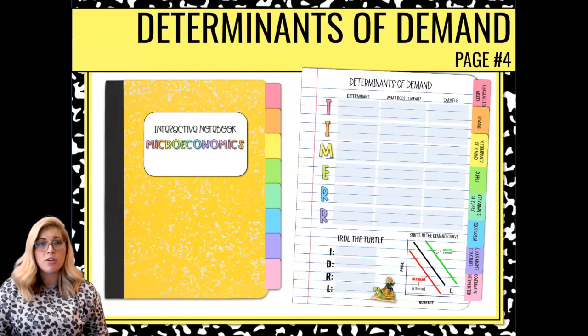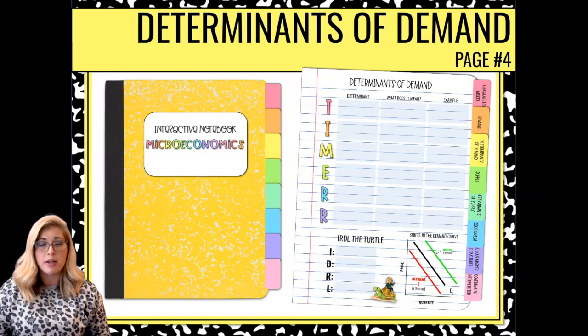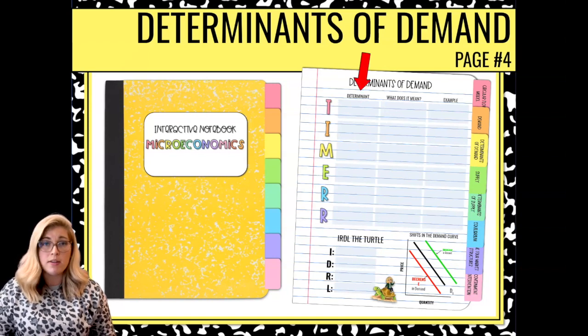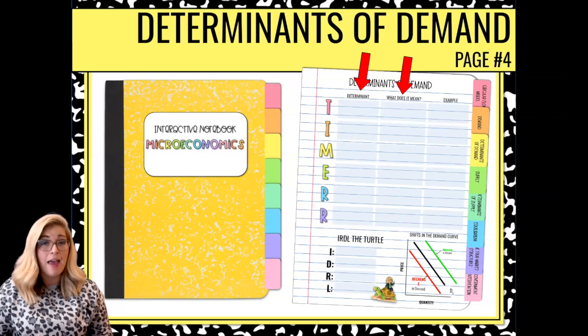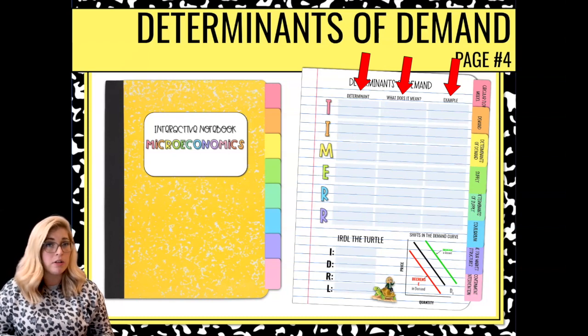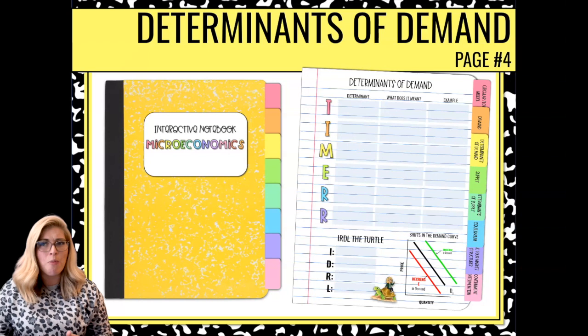Okay, so let's go ahead and get started. We're on page 4 of your interactive notebook. And again, we're talking about the determinants of demand. The way that we're going to break down this sheet is you can see the 3 different columns. We're going to list out what the determinant is. We're going to talk about what does that mean, and then we're going to give an example. So those are the 3 things you're going to be filling in for each determinant. Then we'll also talk about this turtle named Ertl, and we'll explain the graph in the lower right-hand corner.